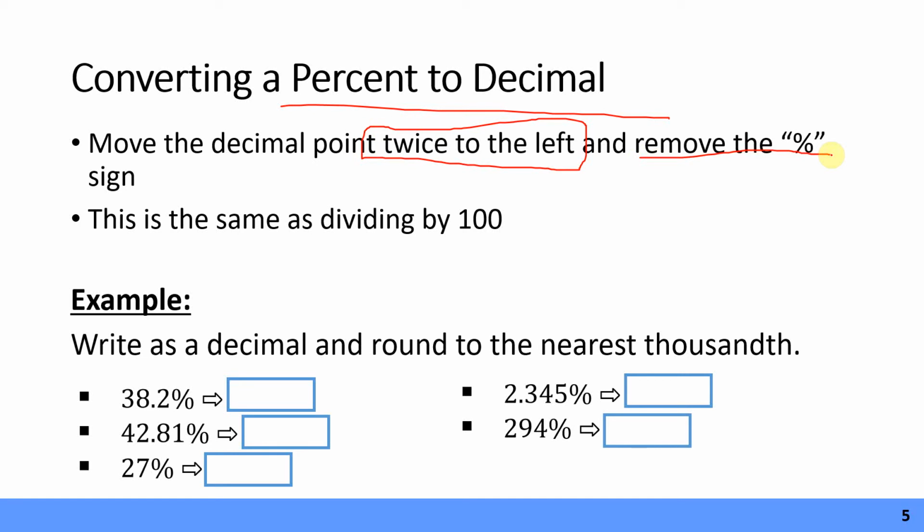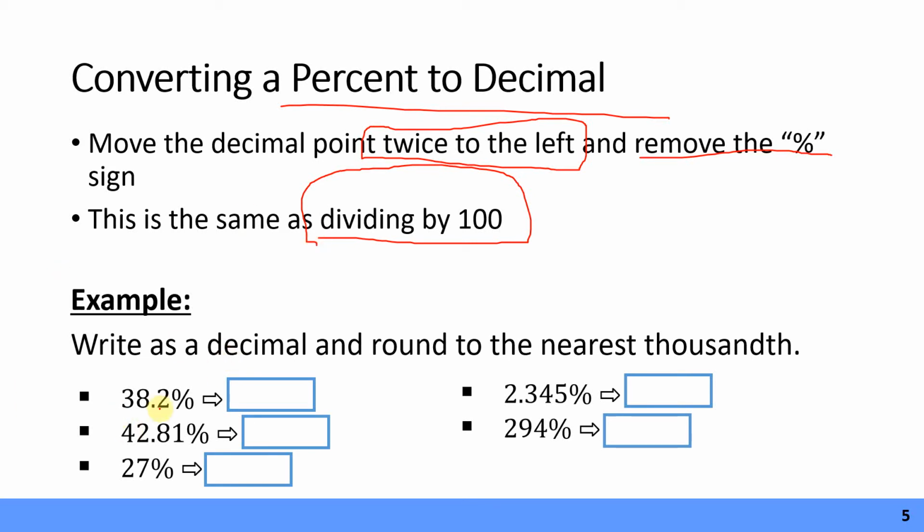Again, if you are going to forget this, it's the opposite of what we did on the last slide. In the last slide, to make a decimal into a percent, you multiplied by 100. So now to make the percent into a decimal, we're going to divide by 100. Right? So again, let me say that again. Decimal to percent, multiply by 100. Percent to decimal, divide by 100. Again, it's the same thing as moving the decimal point twice to the left.